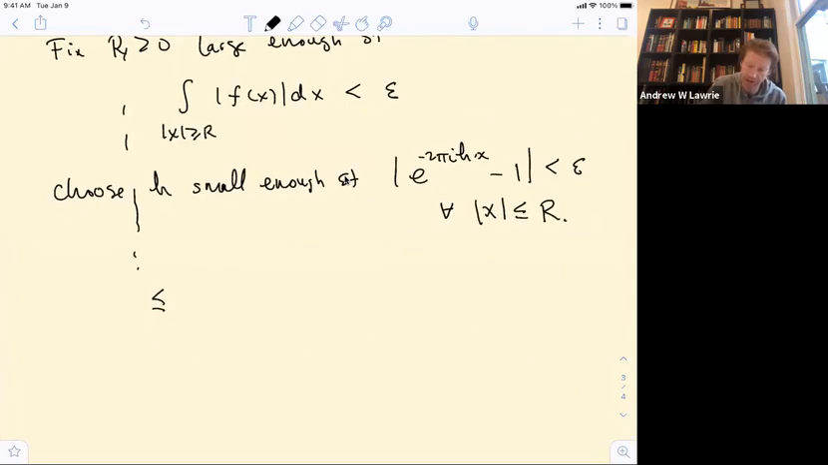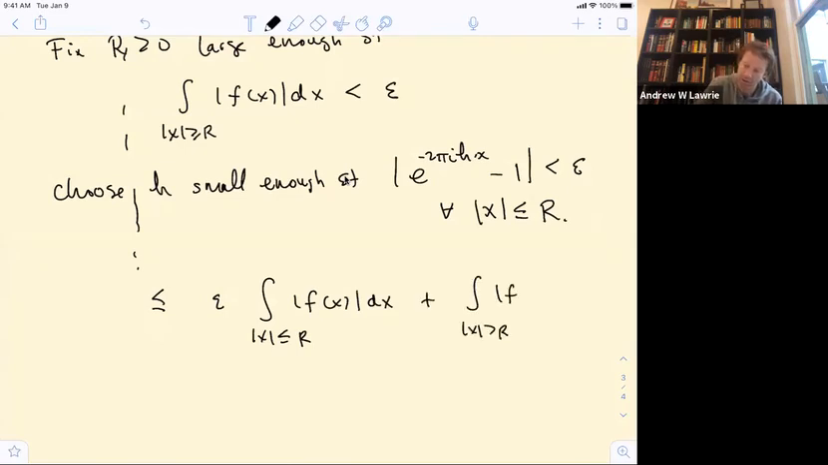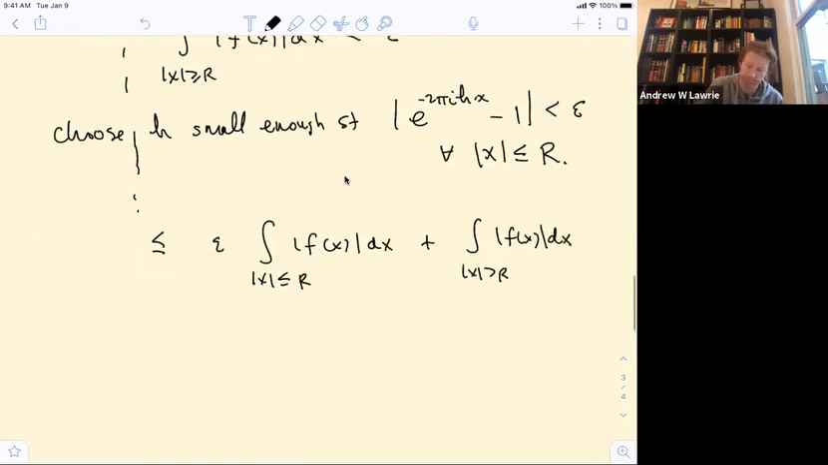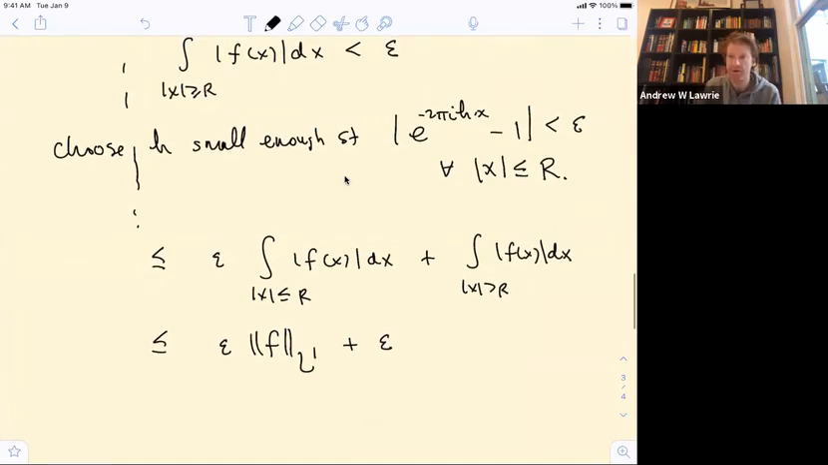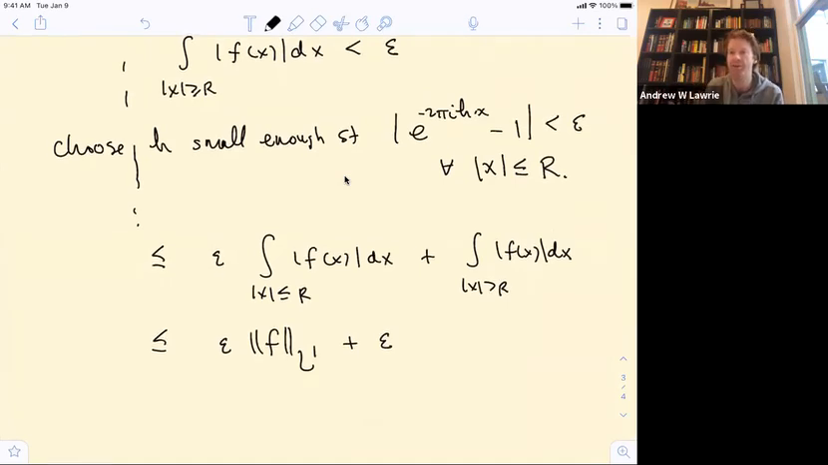is less than or equal to epsilon times the size of f inside the ball of radius r, which is just finite, plus, which is less than or equal to epsilon times the L1 norm of f plus epsilon. So that takes care of continuity. For every epsilon bigger than 0, I can find h small enough so that this thing is smaller than epsilon.